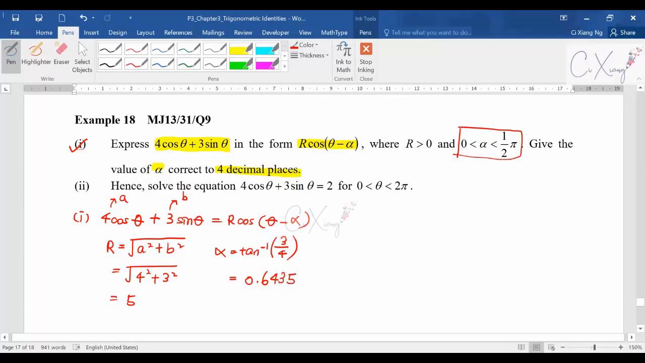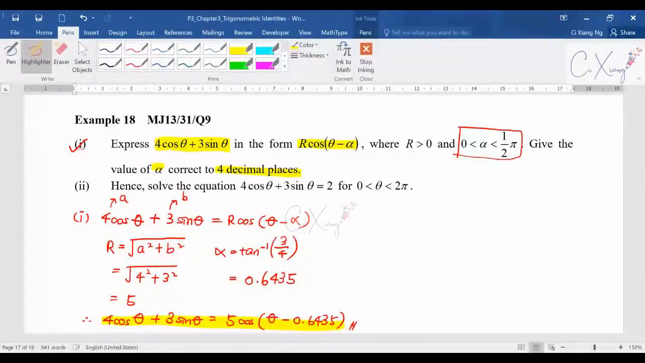Alright, since you have R and also alpha already, you can rewrite it. Your expression 4 cos theta plus 3 sin theta can be written as 5 cos theta minus 0.6435. So this is the first part of the answer. It is actually very straightforward if you know the small details about how to change it to become this pattern. So we are done with part 1. Then now continue to part number 2.